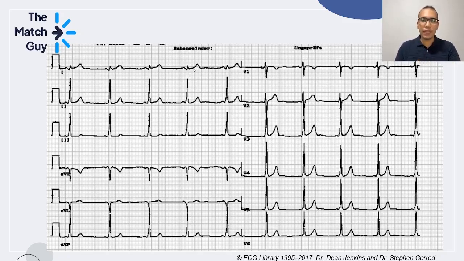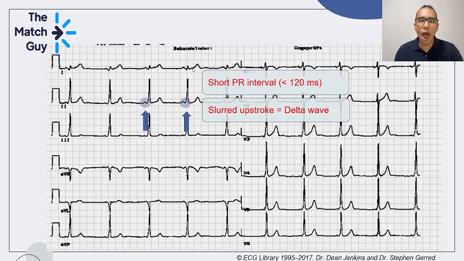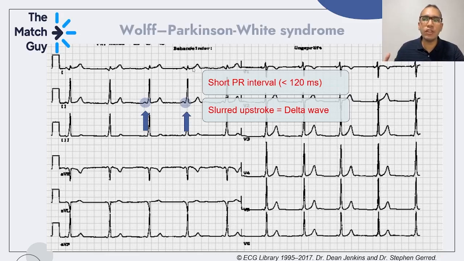Now for the next one, I want you to look closely at the PR interval, the shape of the QRS, and tell me if you see anything unusual about the upstroke. Go ahead, pause the video for a few seconds and analyze it. But you should be able to see 3 classic findings. A short PR interval, less than 120 milliseconds, a slurred upstroke at the beginning of the QRS, that's called the delta wave, and the QRS complex itself looks a bit wider than normal.